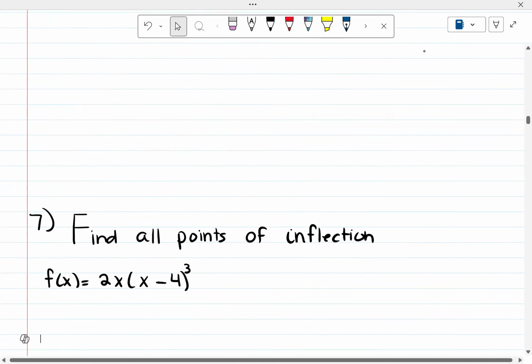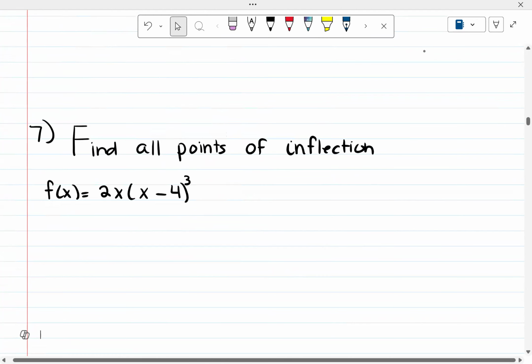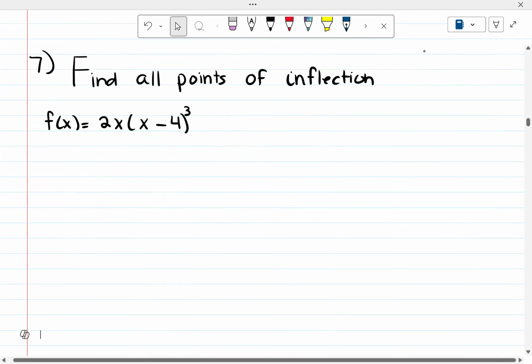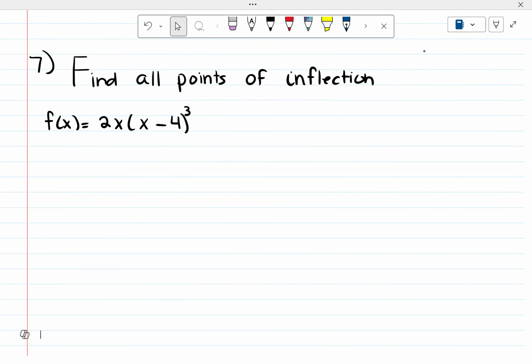Okay. Number 7 says find all points of inflection of the polynomial f of x equals 2x times x minus 4 to the third. How do you find an inflection point when you don't want to graph it? Inflection point is related to the second derivative.